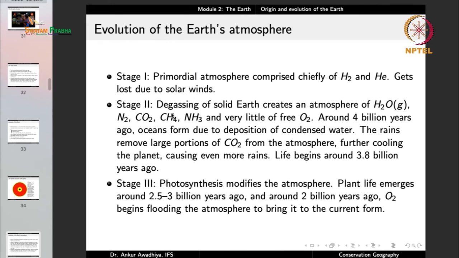Now, if you talk about the Earth's atmosphere, the first stage was a primordial atmosphere that was comprised chiefly of hydrogen and helium gases. It got lost because of the solar winds. Then in the second stage, we had degassing of the solid Earth, which created an atmosphere of water, nitrogen, carbon dioxide, methane, ammonia, and very little free oxygen. And then later on, we had the evolution of plants, which led to photosynthesis, and it led to a flooding of the atmosphere with oxygen. So the amounts of carbon dioxide went down, which led to a gradual cooling of the planet because less amount of greenhouse gases remained on the planet.